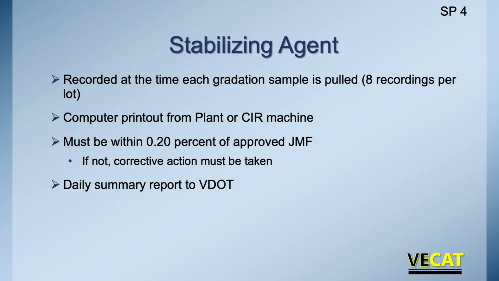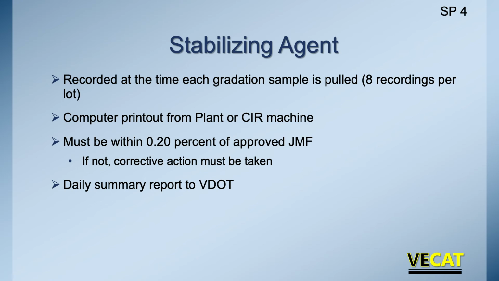When we look at the stabilizing agents, we record at the time of each gradation. So when we pull a sample, also when we're out there, we're recording what's going in. It's computer controlled, so it's either at the plant or on the CIR machine itself that we're looking at a readout and saying, what are we adding? Are we adding at 2.9%, 3.1%, 2.4%, whatever it may be to match up with the mix design, but it's got to be within 0.2% of the approved job mix. And if it's not, we've got to take corrective action.